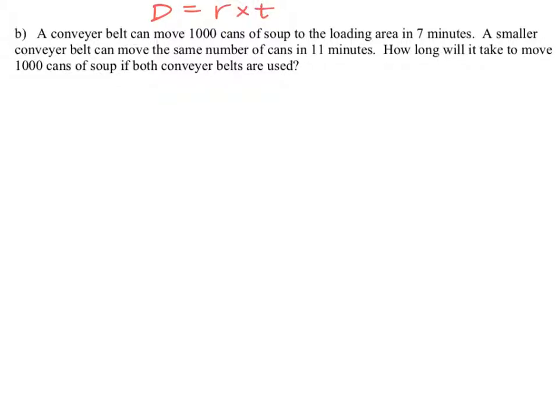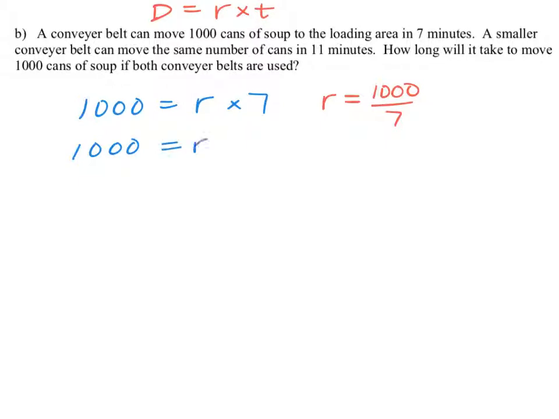Let's look at the first conveyor belt. It can move 1,000 cans in 7 minutes. So 1,000 is equal to r times 7, or the rate for that conveyor belt is 1,000 divided by 7. For the smaller conveyor belt, it can move 1,000 cans in 11 minutes, so the rate for the smaller conveyor belt is 1,000 divided by 11. We can use subscripts to denote the difference here.